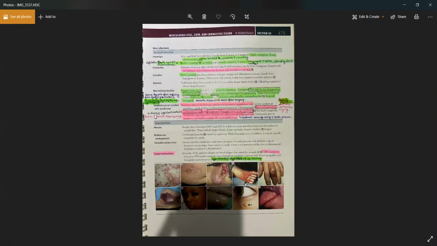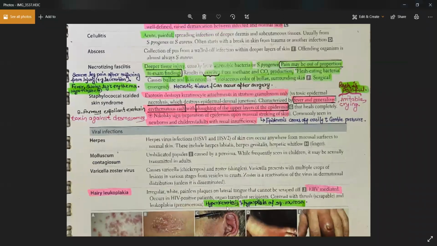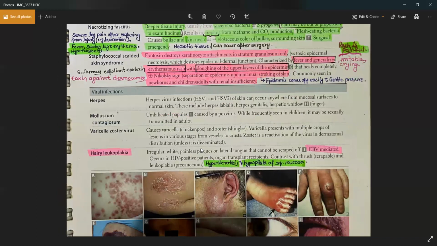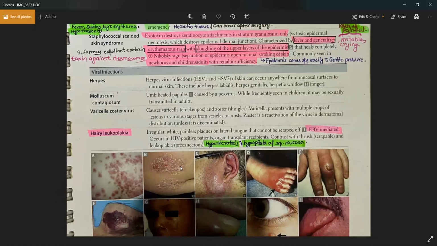Then you have the bacterial infections. First, you have impetigo. We have discussed that already in the microbiology section. But please note that it is a very superficial skin infection. Very important. It is caused by Staphylococcus aureus and Streptococcus pyogenes. You knew these agents already, and they will appear as honey crusting lesions. As you can see, they will appear as this kind of honey crusted lesions.